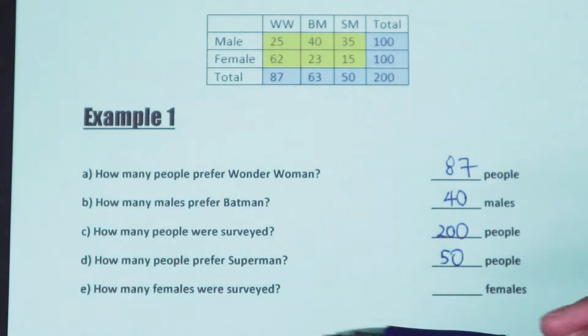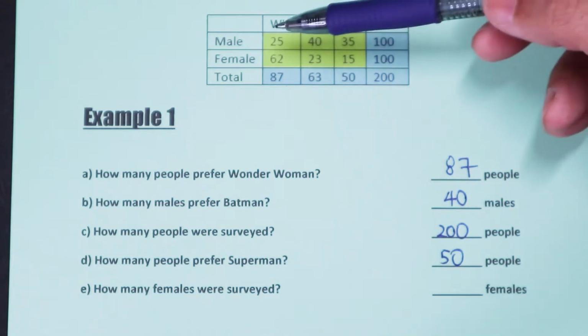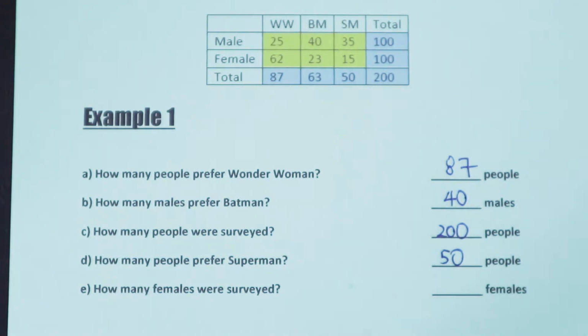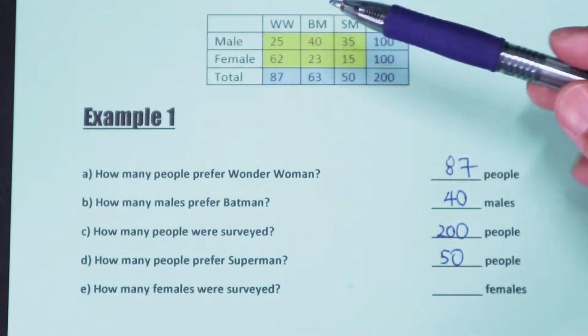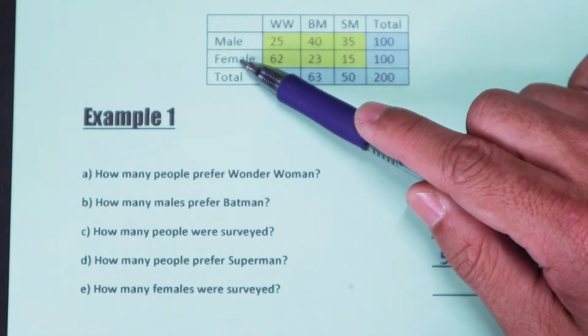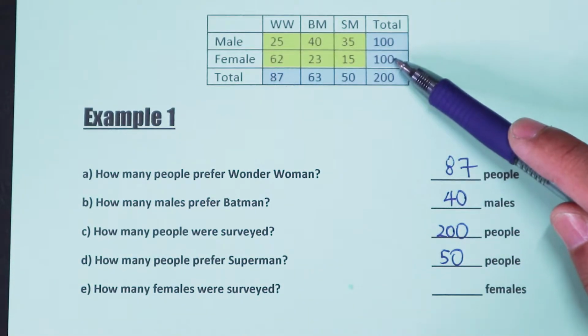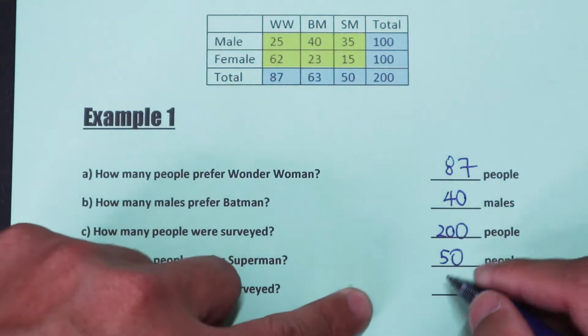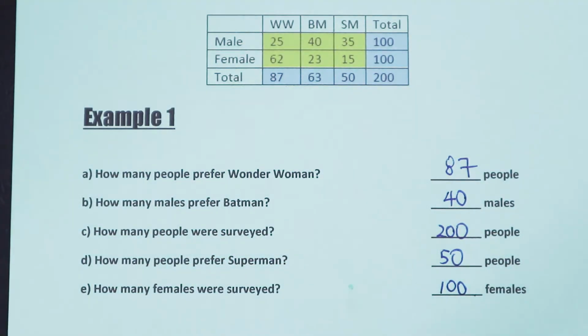And finally, how many females were surveyed? Regardless of their favorite superhero, we just want to see how many females there are in the sample. So we're going to take a look at the female row and the total, which is 100. Therefore, there are 100 females.